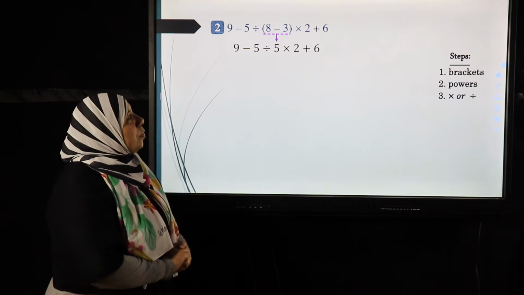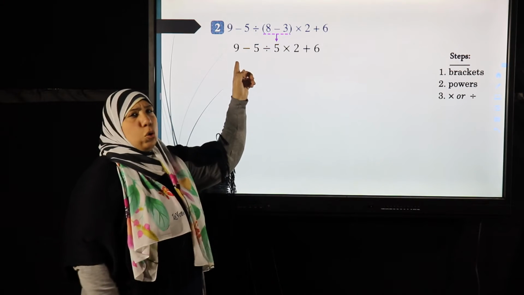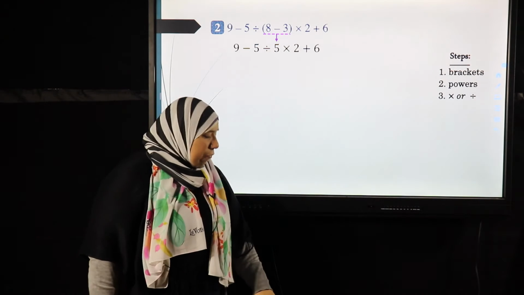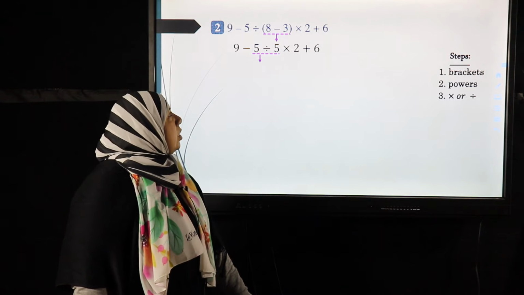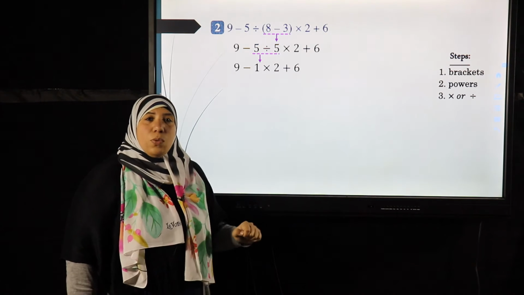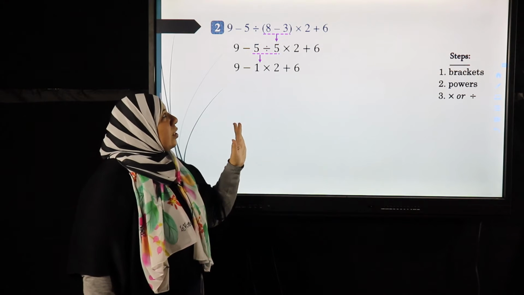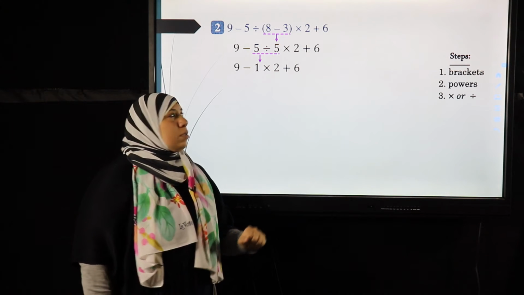Again, number 2 is multiplying and dividing from left to right. Number 1 minus, no, not now. 5 divided by 5. This is my operation now, because there are no powers. So 5 divided by 5 is 1, and the 9 will still be in its place at the first, times 2 plus 6, still in their places.